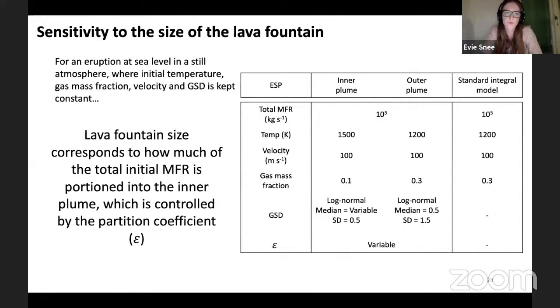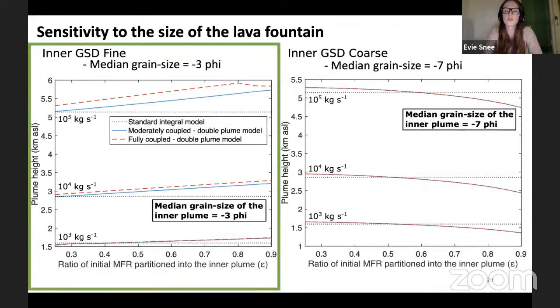So the more initial mass flow we put into the inner plume, we're saying the larger the lava fountain. And we're going to look at this for two different examples. Once again, when the grain size of the lava fountain is finer, and another where it is coarser. So first, let's have a look at where it is finer. And once again, we're defining finer as having a log normal distribution where the median grain size is -3.5.